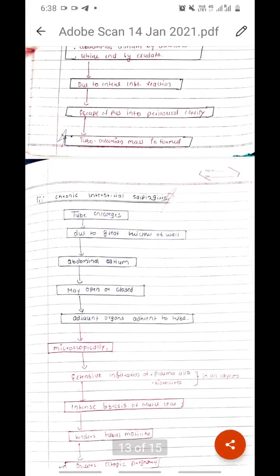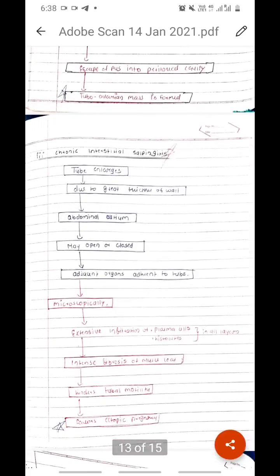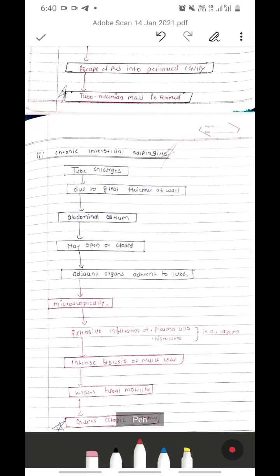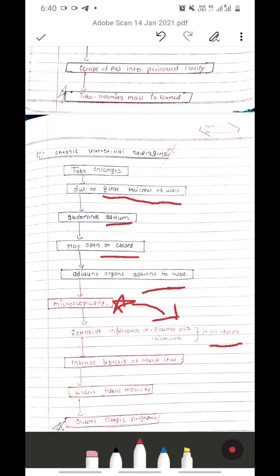After hydrosalpinx and pyosalpinx, third is chronic interstitial salpingitis. In chronic interstitial salpingitis, the tube enlarges due to great thickness of the wall, and the abdominal ostium may or may not be closed. The adjacent organs are adherent to the tube, and if we see microscopically, there will be extensive infiltration of plasma cells and histiocytes in all the layers of the fallopian tube. So it leads to intense fibrosis and hinders tube motility, which favors ectopic pregnancy.